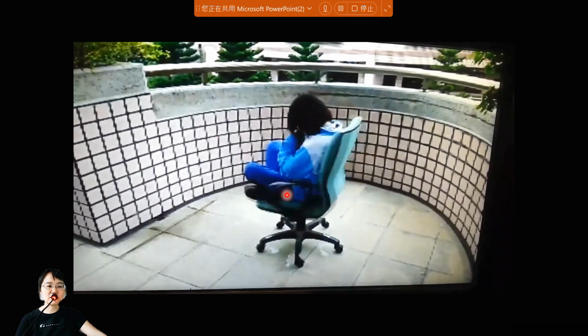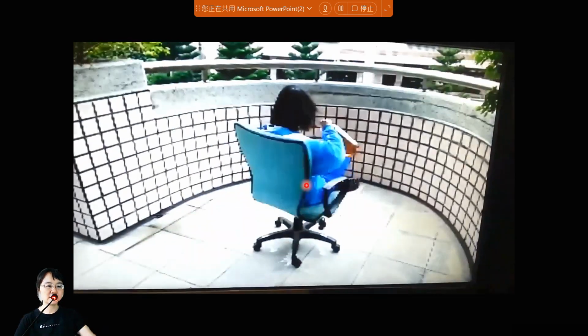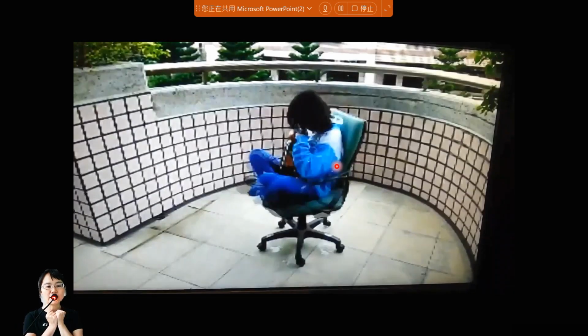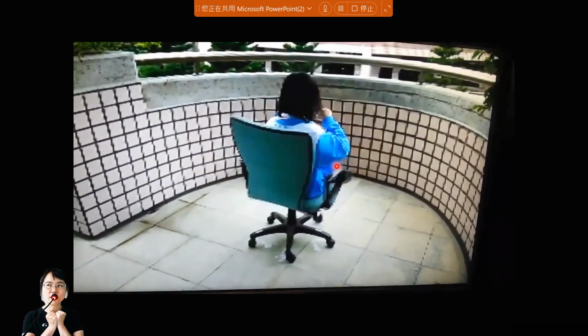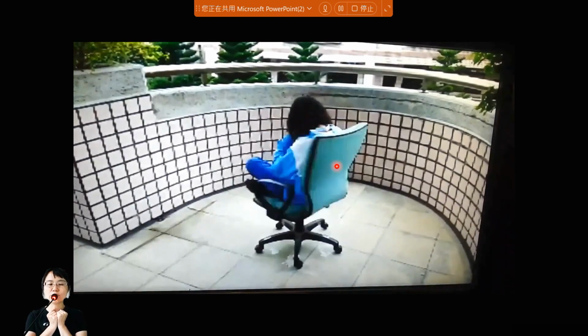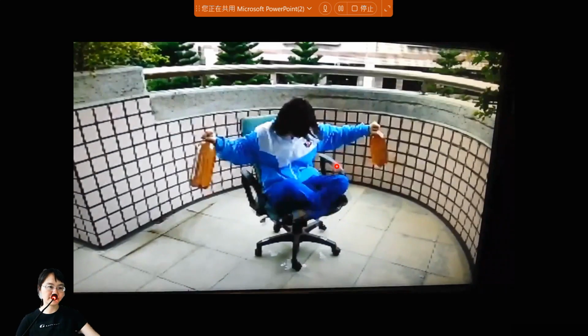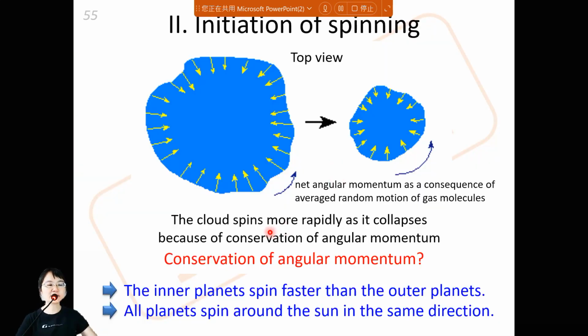So look at this girl. She is spinning. If she holds back her arms, she will spin faster. If she extends her arms, she will spin slower. That is the so-called conservation of angular momentum. This also explains why the inner planets orbit around the sun faster than the outer planets, and all planets orbit around the sun in the same direction.